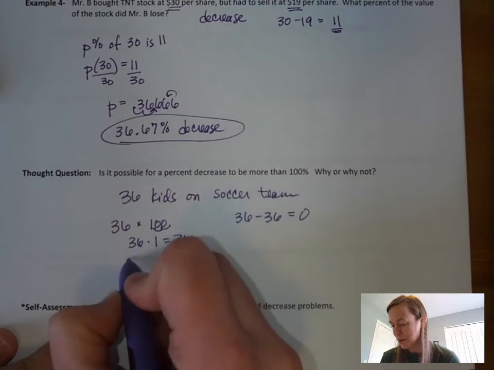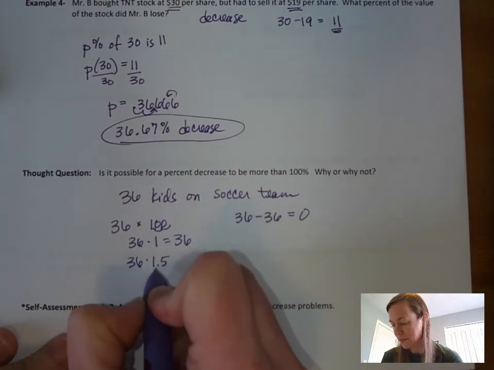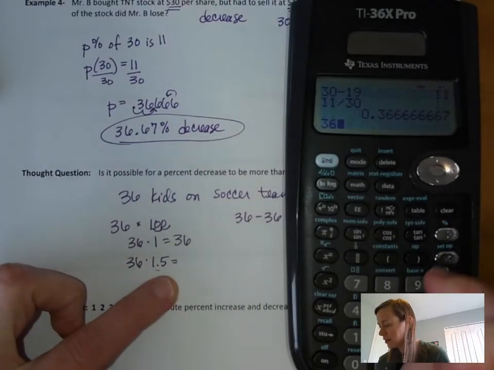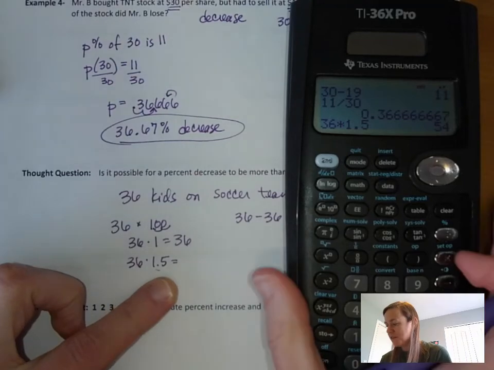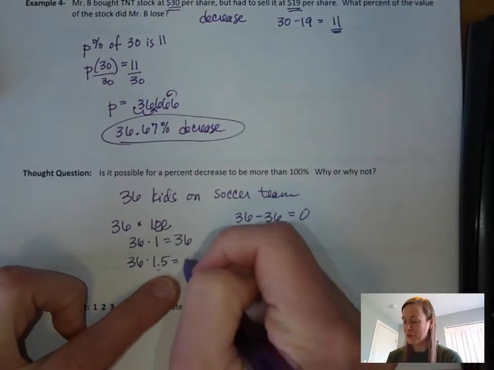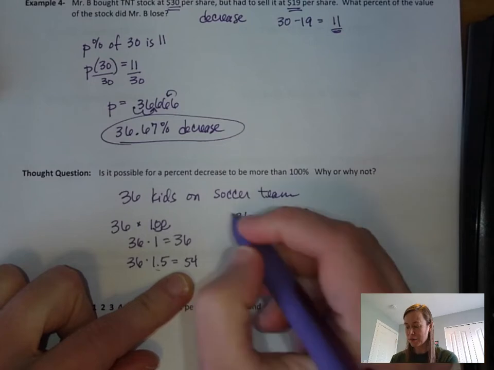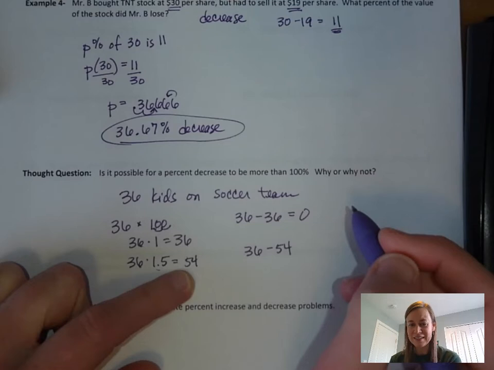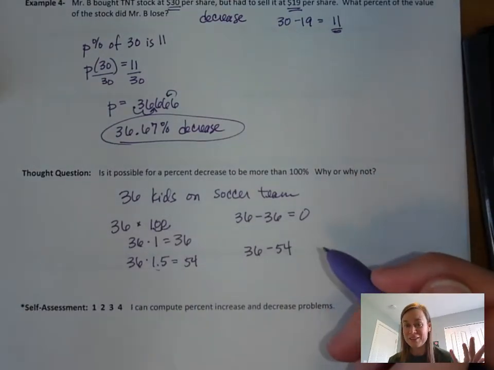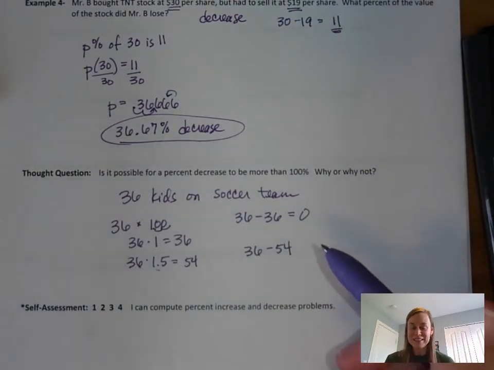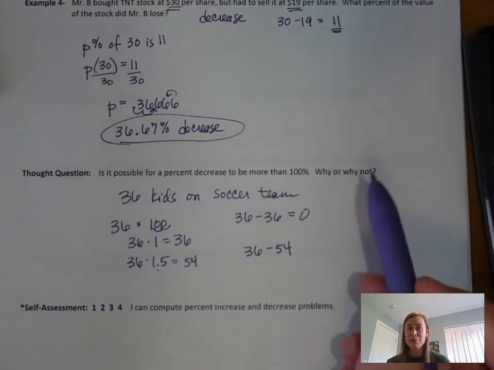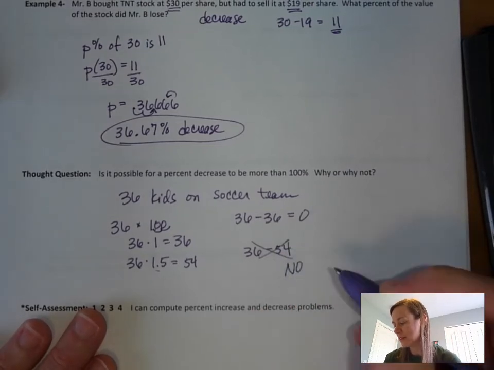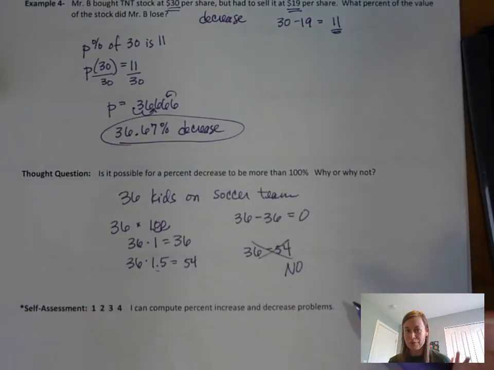So would it be possible to do like 150% decrease? Well, that would be an even bigger number, 36 times 1.5. The 1.5 is your 150%, okay? So what would that be? 36 times 1.5, 54. Okay, so that would be 54. Is it possible to start with 36 kids and lose 54 kids? No, that's not possible. You can't have negative kids, right? Or most of these other things that you're talking about with percents. So is it possible for the decrease to be more than 100%? The answer is no, it's not. And the reason is because you don't want to go below 0.